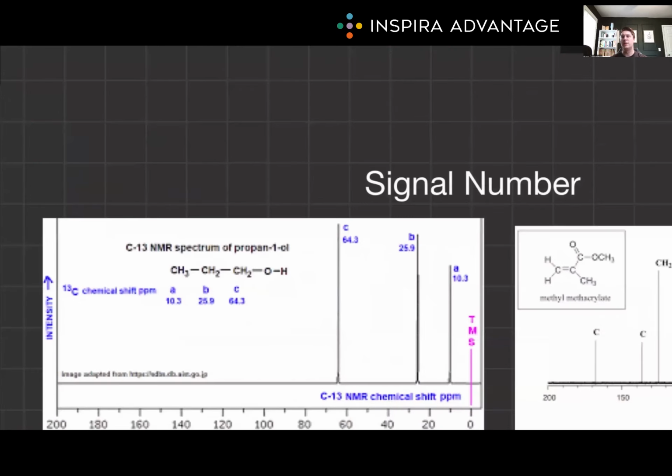So now we're going to move to the signal number, which is also important. The number of signals in a 13C NMR spectrum corresponds to the number of unique carbon environments in the molecule. So each chemically and magnetically distinct carbon atom will give rise to a separate signal. This information helps you figure out the symmetry and complexity of the molecule. So if we look at this spectrum here, we can see there's 1, 2, 3 different vertical lines, meaning there are 3 unique carbon environments. And if we look at the true structure, that makes sense. This CH2 is different from this one because this CH2 is closer to the hydroxyl group, whereas this CH2 is next to a CH3 and a CH2.